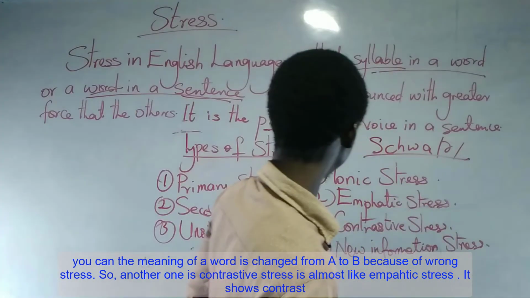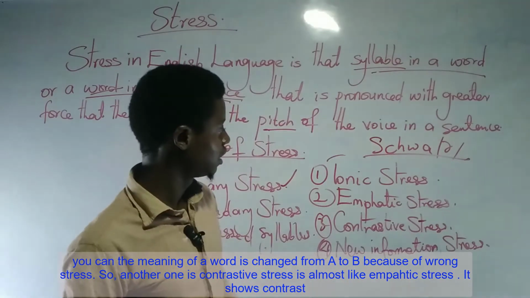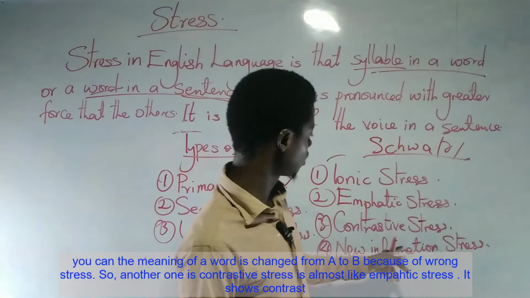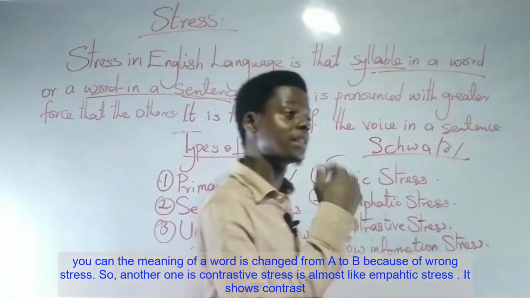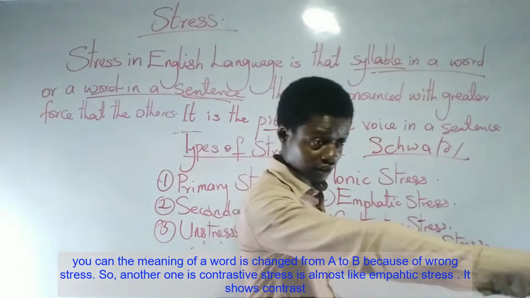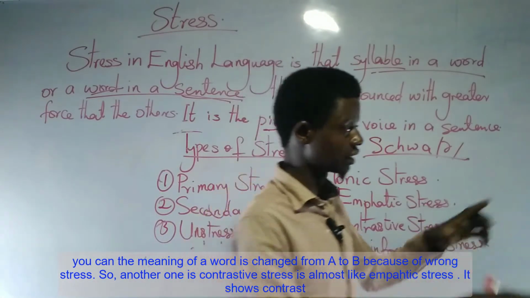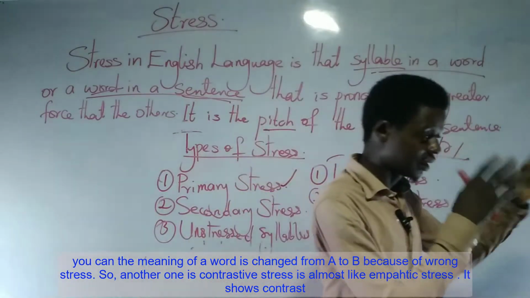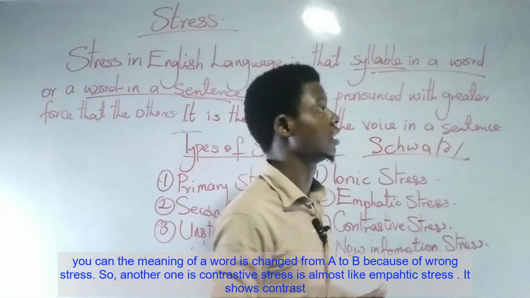So, another one is contrastive stress. The word contrast means it's almost like emphatic stress, but it doesn't go the same way, because it's not in the equation. When you stress a particular one, it is this car, not that. The contrast: this, not that. You are showing the contrast, pointing out that this is what you are talking about, and this is different from this. That is a contrast, the difference.